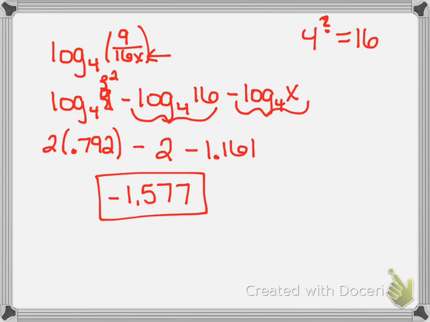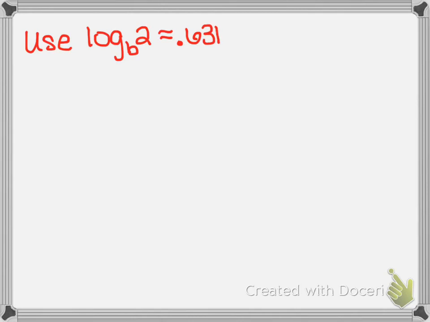So the problems that you guys are going to try for practice are these. Okay? Here's your given information. So you're going to use that log base b of 2 is approximately 0.631. So you have the same number of decimal places as your other given, which is log base b of 7 is approximately 1.7712. So those are your two givens.